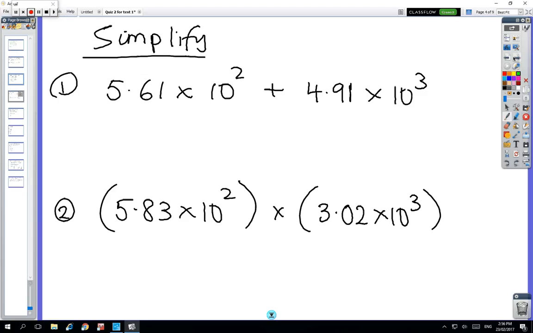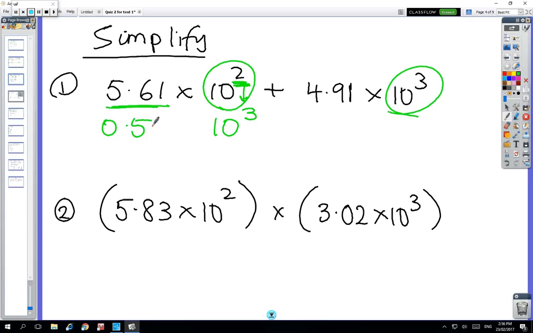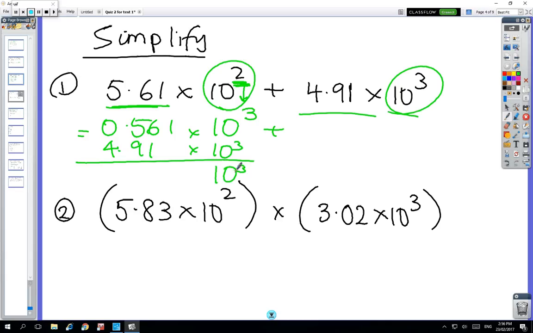Okay, so in the first one, we've got 10 to the squared and 10 to the cube, so we can't add them. So what we'll do is we'll go to the higher power. So 10 squared becomes 10 cubed. So we've made that number bigger, so we have to make this number smaller to compensate. And the second number is okay, so we can put 4.91 times 10 cubed. And so the answer will be times 10 cubed, so it's going to be 1.6 and 1 is 7, 5 and 9 is 14, carry 1, so it's 5.471 times 10 cubed.